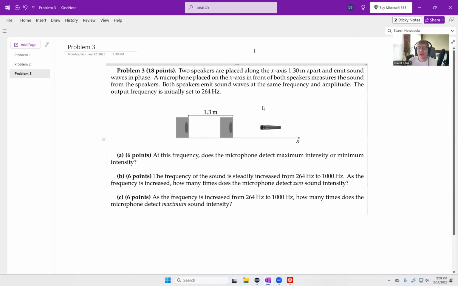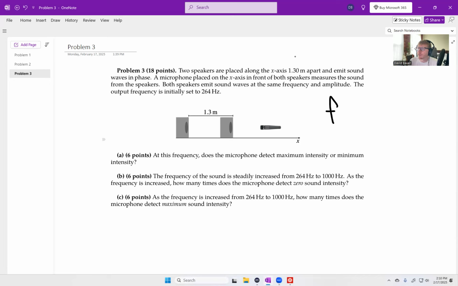All right, finally, we have an interference problem. This is probably the trickiest one on this exam. So we have two speakers placed a certain distance apart. They emit waves in phase with each other, and we place a microphone in front of the speakers. It doesn't tell us where we're placing the microphone, but that turns out not to actually matter. We place the microphone somewhere in front of the speakers, and both speakers are emitting waves with an initial frequency of 264 hertz, and they have the same amplitude.